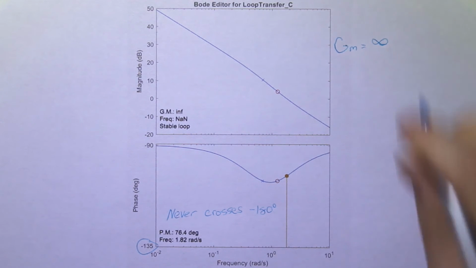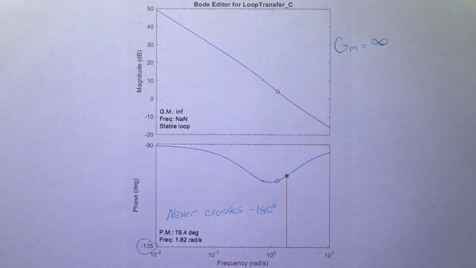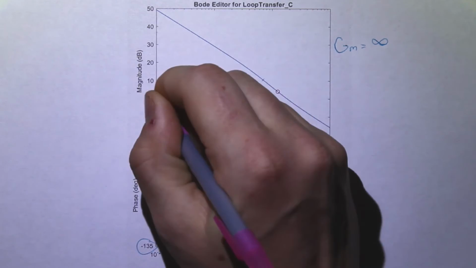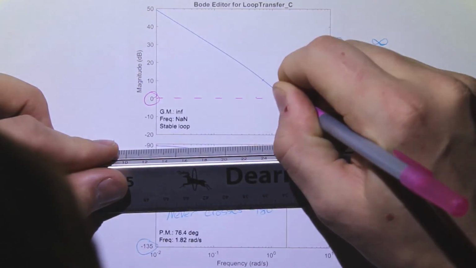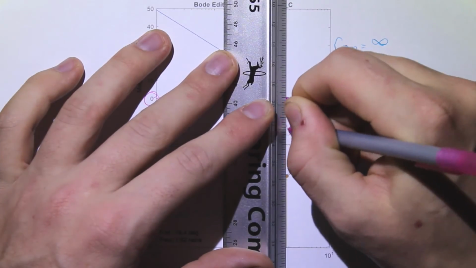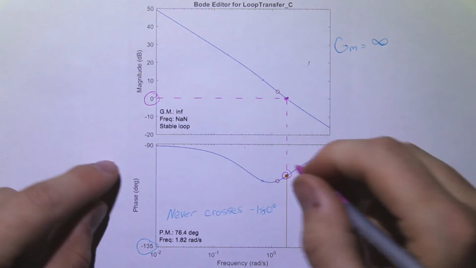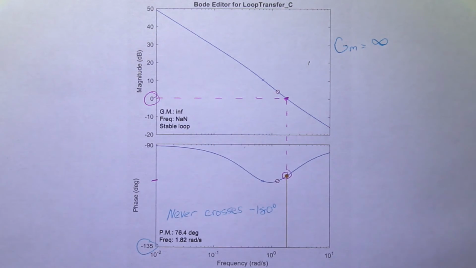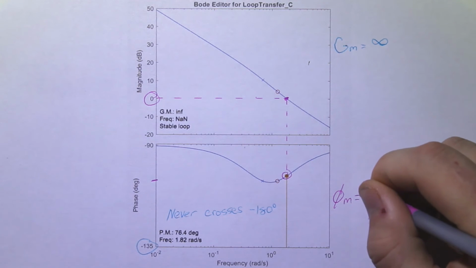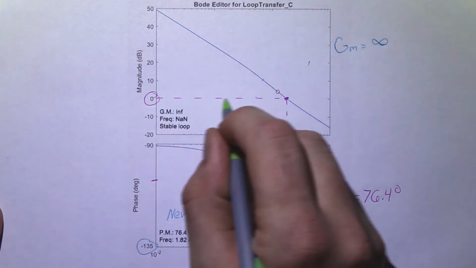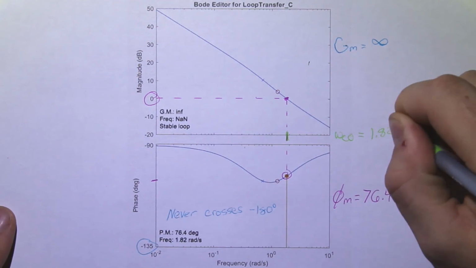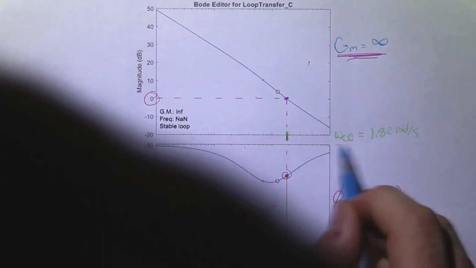For our application, gain margin was infinity. Calculating phase margin is just the opposite. Start at the frequency where the magnitude Bode plot meets 0 dB and move down to the phase plot. Measure the distance to 180 degrees and this is the phase margin. For our application, phase margin was 76.4 degrees. The crossover frequency can be obtained from the magnitude Bode plot as well, corresponding to the frequency where the plot meets 0 dB. For our application, this was 1.82 radians per second.